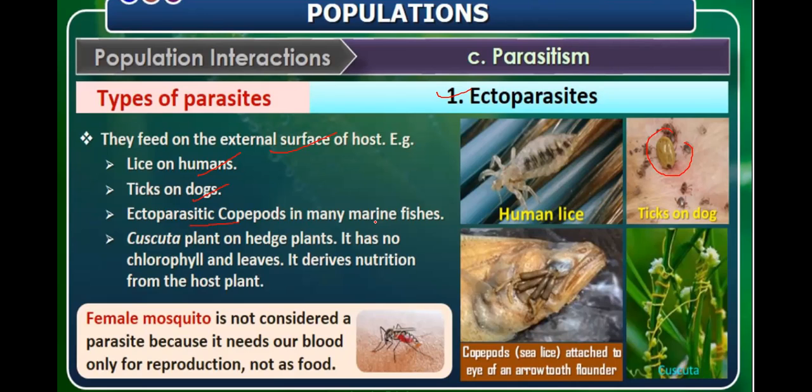Ectoparasite copepods in many marine fish. These are copepods on marine fish. Cuscuta plant and Hydnora plant. This is a Cuscuta plant. It has no chlorophyll and leaves. It derives nutrition from the host plant. Female mosquito is not considered a parasite because it needs our blood only for reproduction, not as food. Here the parasite is Plasmodium, not mosquito.